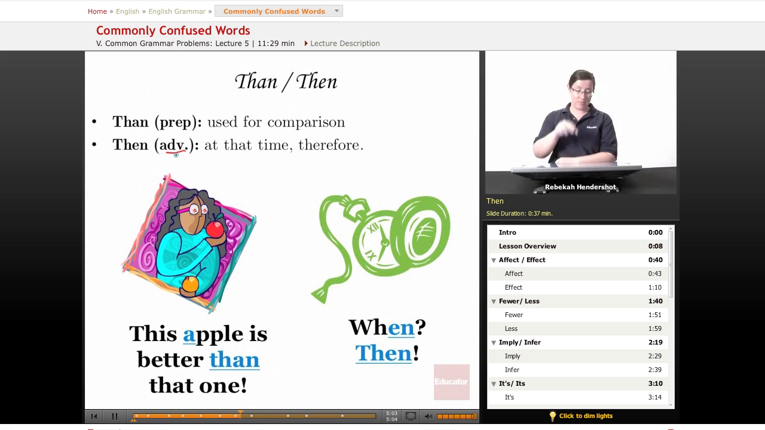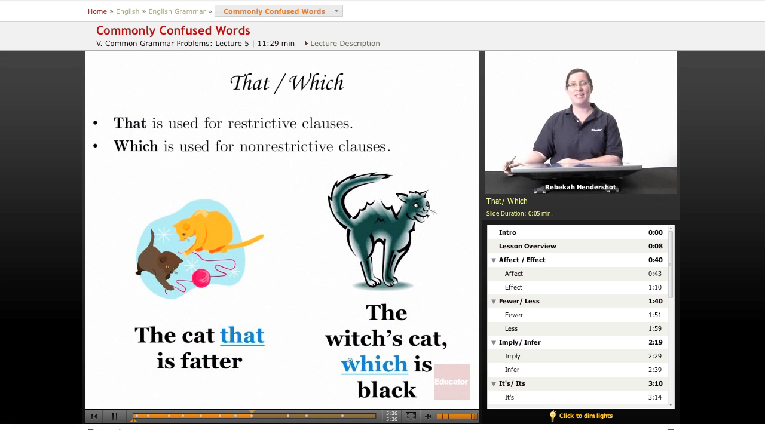The way you remember this, when you see than with the A, think of apples. This apple is better than that one, especially since that one appears to be an orange. So, this apple is better than that one. Than, think of comparing apples, or you think of the A in comparing. The way you remember then is it rhymes with when. When does something happen? Then. So, this apple is better than that one. When? Then.